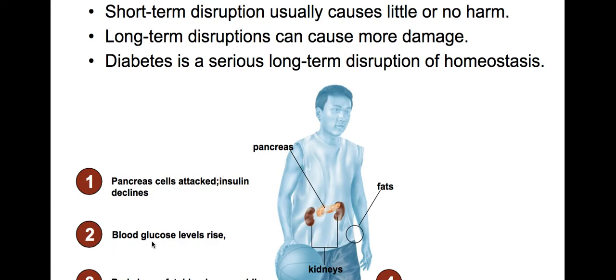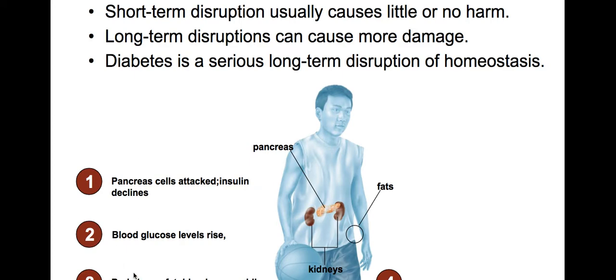Number two, your blood glucose levels rise. Three, your body is burning fat, and then your blood becomes more acidic. So if your blood glucose levels rise, what your body's going to then do in turn is it's actually going to start to burn fat, and then your blood becomes more acidic. Number four, cells get impaired, and then all of your organs get damaged. So this would be an example of someone with diabetes.